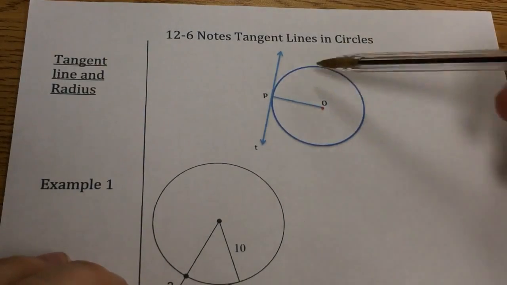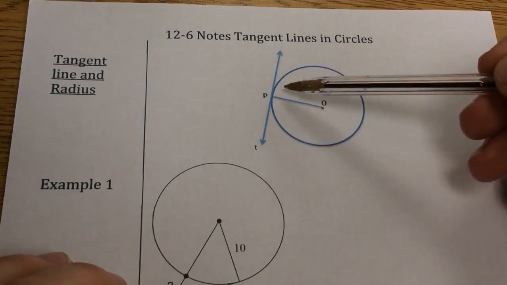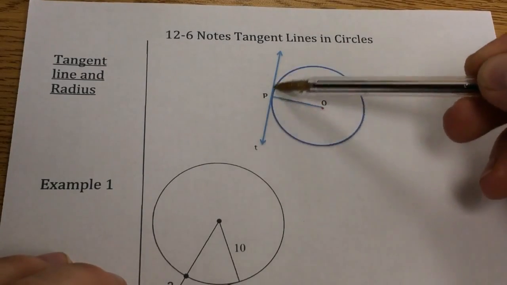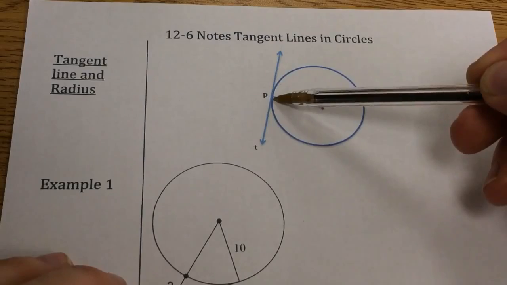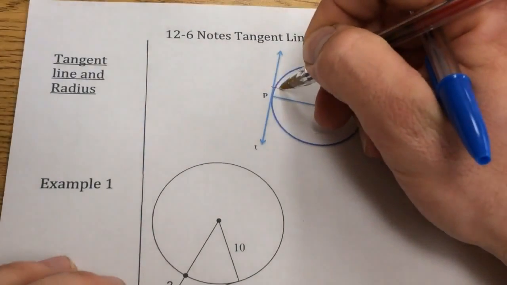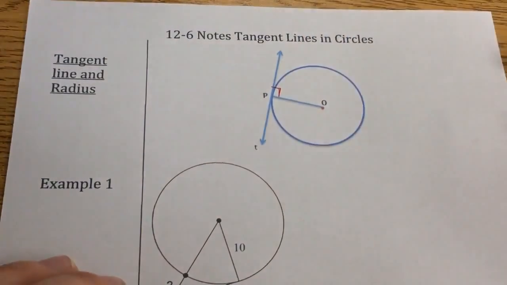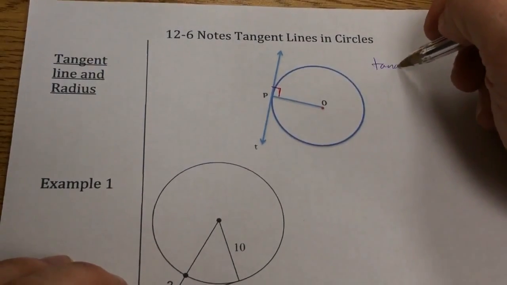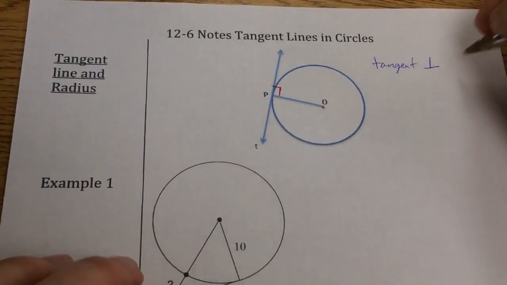All right, so here I have a circle called the circle O. And I have line T, this is my tangent line. They intersect at point P. Point P is called the point of tangency. What I know about the relationship here is that they make a right angle. Anytime you have a radius and a tangent line, they make a right angle. So the tangent is perpendicular to the radius.